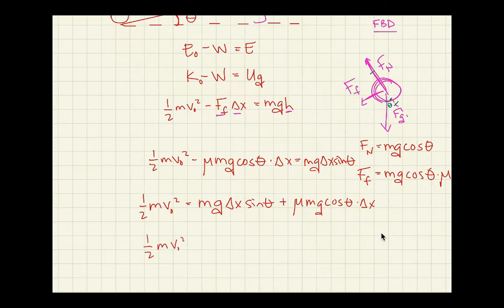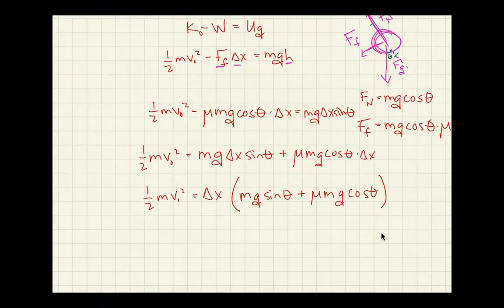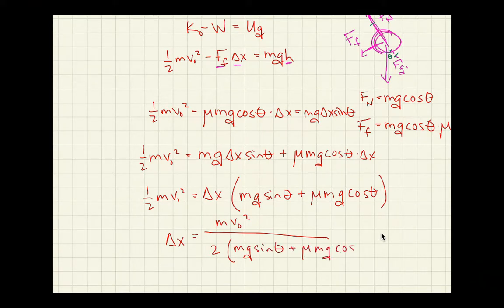1/2 mv naught squared equals delta x times (mg sine theta plus mu mg cosine theta). Divide both sides by that whole expression, and you get delta x equals mv naught squared over 2 times (mg sine theta plus mu mg cosine theta). And that's my answer. Yay!